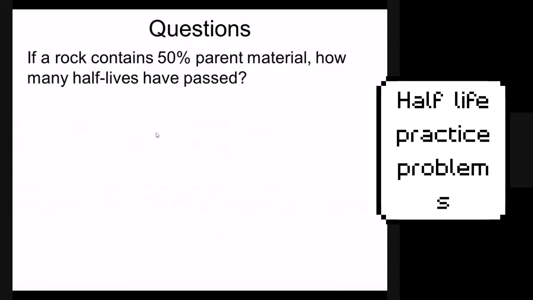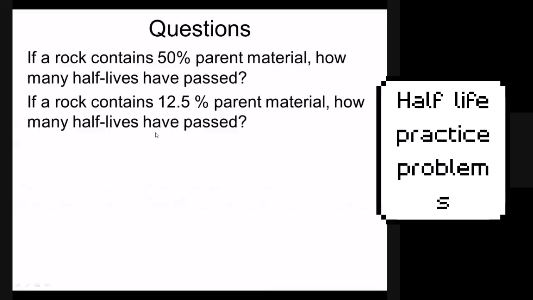First practice question: if a rock contains 50% parent material, how many half-lives have passed? Percentages, when you are doing them, you always assume 100% parent material. So 50% left would signify that 1 half-life has passed. If you only had 25% parent material left, that would be 2 half-lives. If you had 12.5, 3 half-lives have passed. So 100 divided by 2, 3 times.